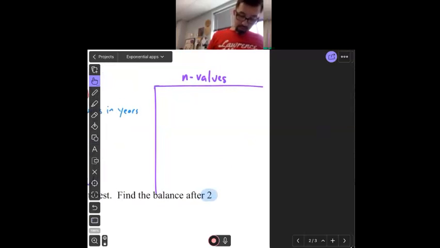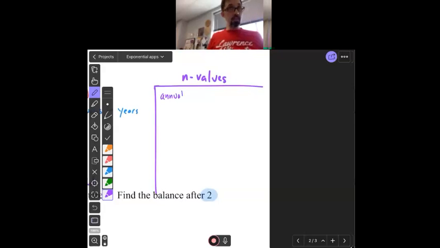So if something happens annually, that means it happens once a year. That means n would be 1. We're going to have like 7 of these maybe, so just watch your spacing. Semi-annually. Semi-annual means it happens every half year. Semi means half. If something happens every half year, that means it happens twice per year.